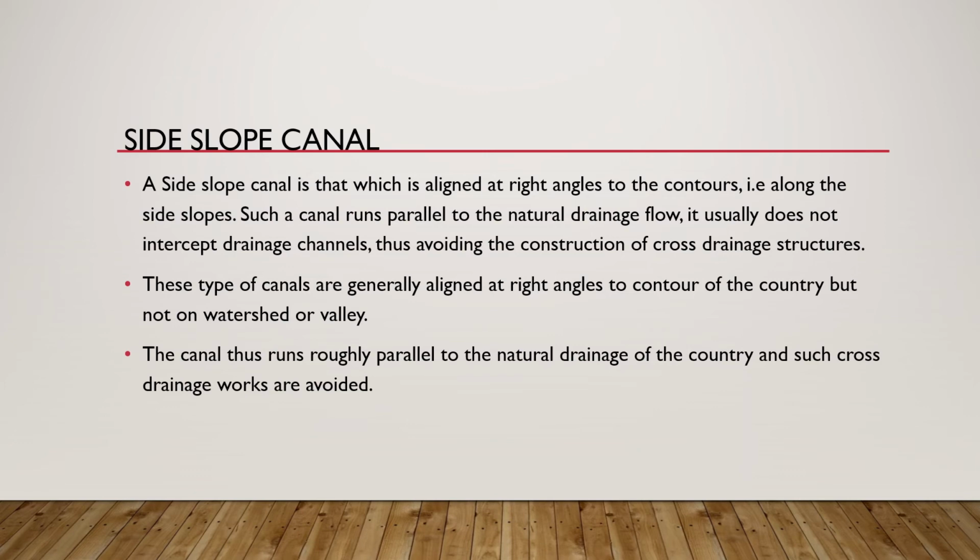In this slide we are going to see the side slope canal. The side slope canal is a type of canal which is similar to the contour canal. The side slope canal is generally aligned at right angles to the contours. Contours are generally obtained from the topographic map, which is available for each and every place in India, and not only in India, in other countries too. From that we obtain the contours, compare them with the position where we are going to construct the canal, and align the canal at right angles to them.